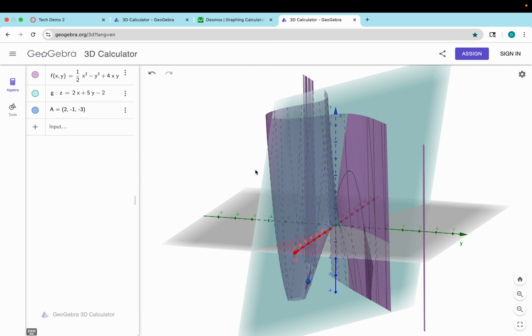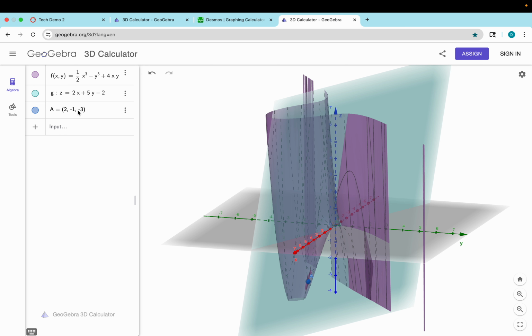For task 3, I will be graphing the tangent plane to the surface. So we originally had f of x and y equals 1/2 x cubed minus y cubed plus 4xy, and we have a point (2, -1, -3).